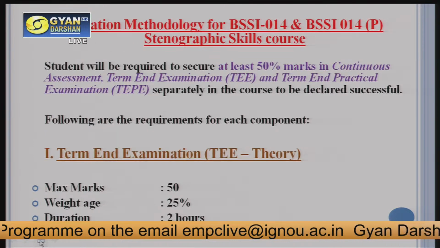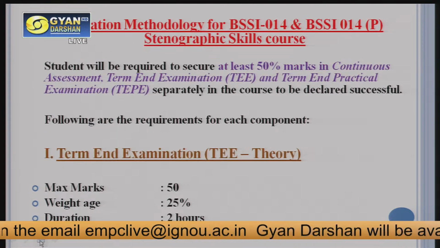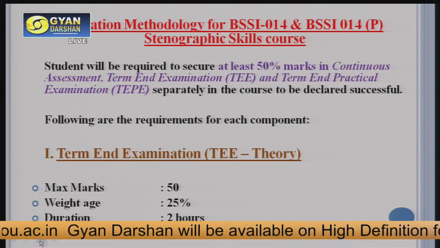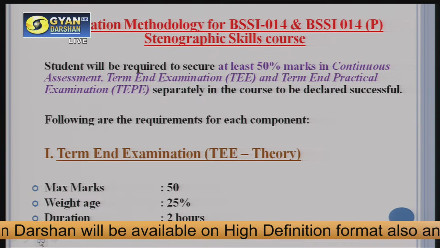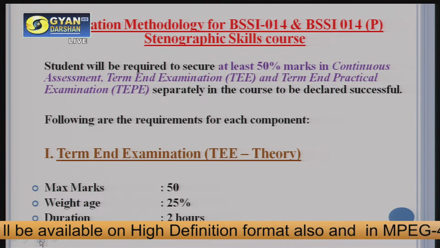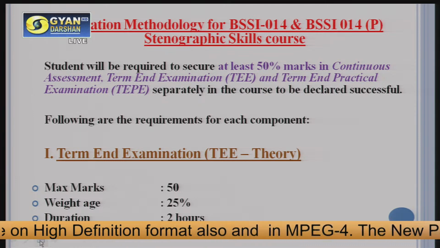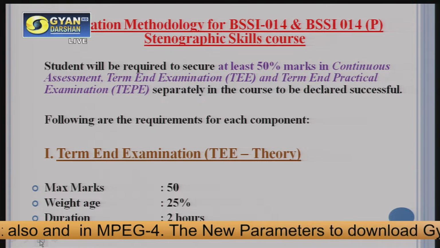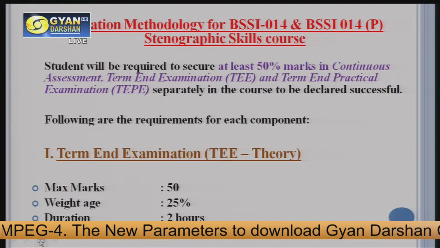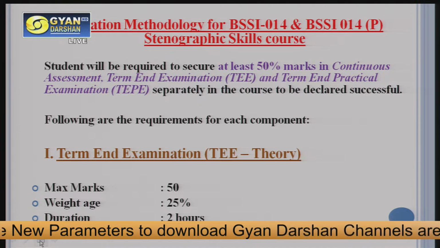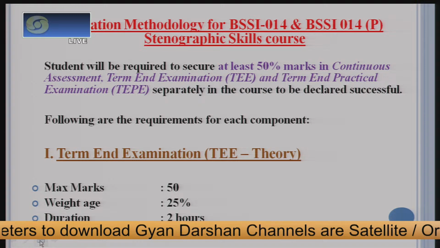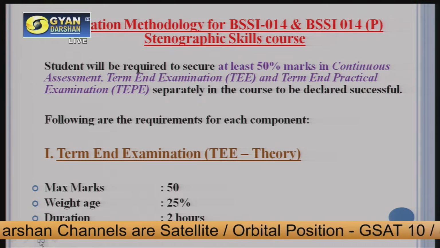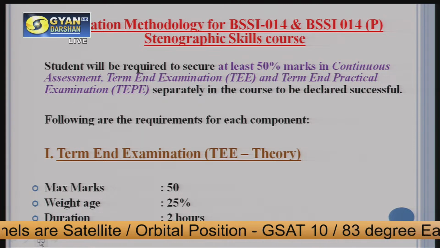Now learners, let us talk about the evaluation methodology of the next course, which is on stenographic skills. I have mentioned again and again that you have to score at least 50% marks in continuous assessment, which is in the form of assignments. In stenographic skills, you have a term end examination theory paper and a term end practical examination. So this is one of the courses where you have all the 3 components: assignment, theory, and practical examination.